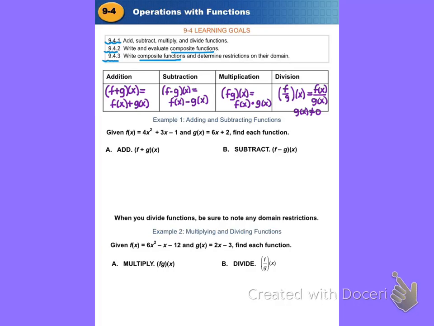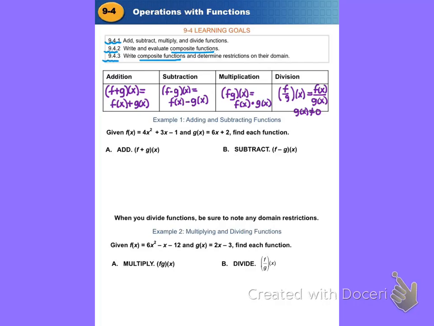The good news about these four operations is we have done addition, subtraction, multiplication, and division of functions before. We just didn't have them written as functions. We maybe just wrote them as some sort of algebraic expression. And so we know when we add and subtract algebraic expressions, we can only add and subtract like terms. But when we multiply and divide, we can multiply and divide anything. So let's take a look at a few examples of those four operations.